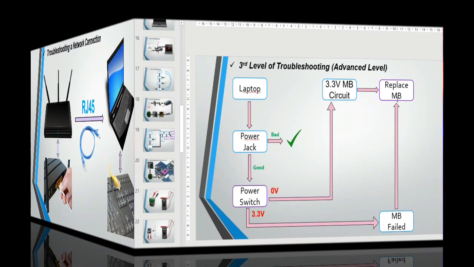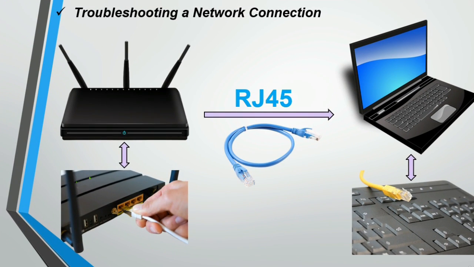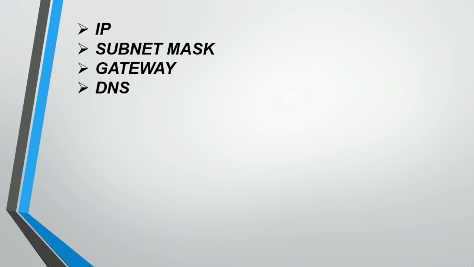Before diving into network connection troubleshooting, let's first understand some concepts. First of all, we're going to see what an IP, or Internet Protocol, is, what a subnet mask is, and how a subnet mask works. We're also going to see what a gateway is and how a gateway works. We will also see what a DNS is, how it works, and what its purpose is. So, let's get started.